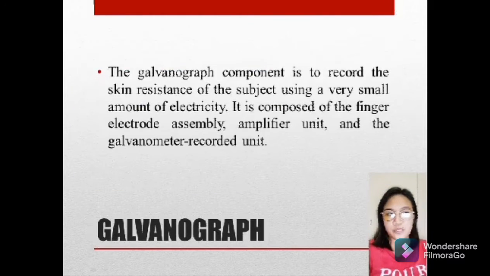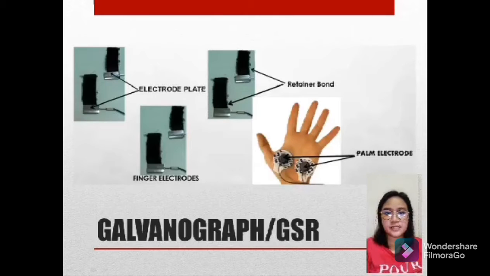The second component is the galvanograph. The galvanograph component is to record the skin resistance of the subject using a very small amount of electricity. It is composed of the finger electrode assembly, amplifier unit, and the galvanometer recording unit. The finger electrode assembly connects the subject to the instrument in such a manner that his skin resistance is a circuit element of the polygraph. The finger electrode assembly consists of the finger electrode plate and retainer.